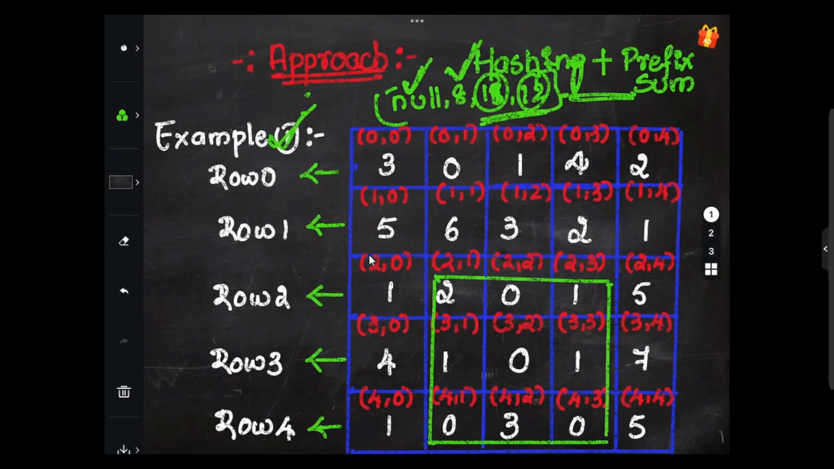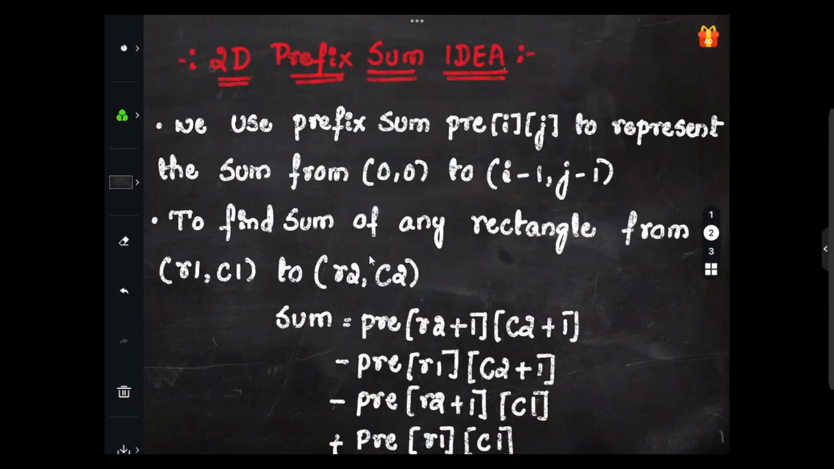So I will show how we got 8. Basically you can just try it out for the 11 and 12 in the same way. This is nothing but query 1, right? I'm speaking of this one, 8. So let's go with the 2D prefix sum idea.